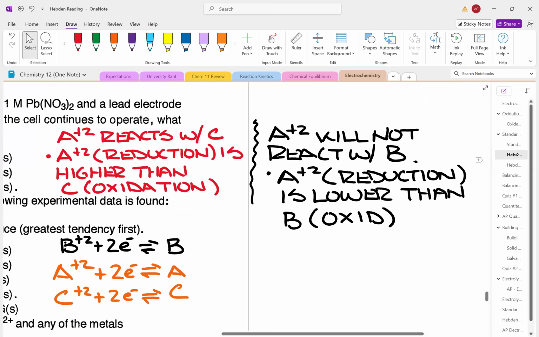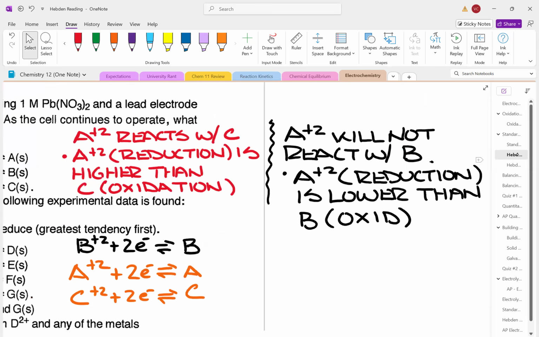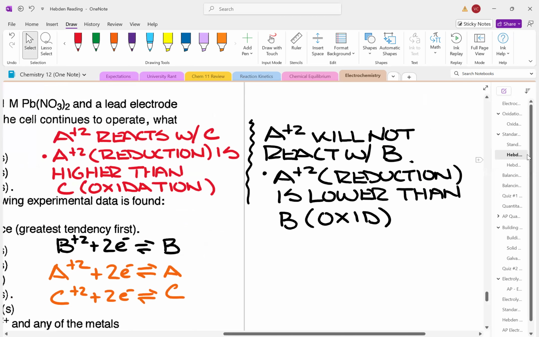All right, that is basically it. Hopefully you were able to understand this and comprehend what I was talking about.